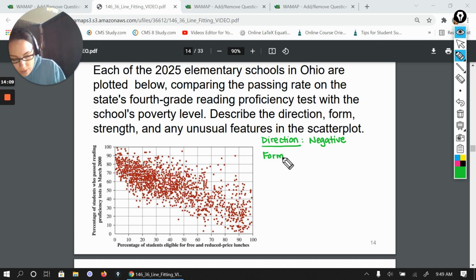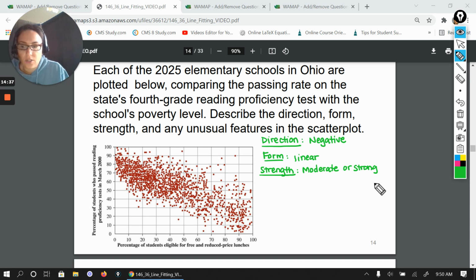The form, this looks linear. Doesn't look like it's following a curve at all. The strength, so this time I would probably say this is moderate or strong. It's a very, very large sample. So sometimes it's harder to see the strength of it. So if we were to zoom out, for example, on this picture, it would probably look a lot more strong.